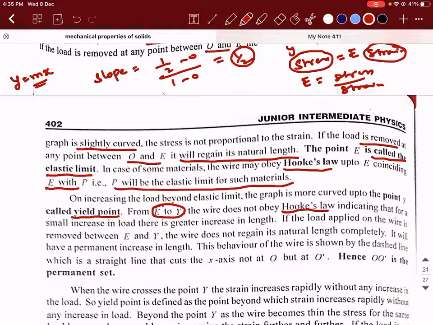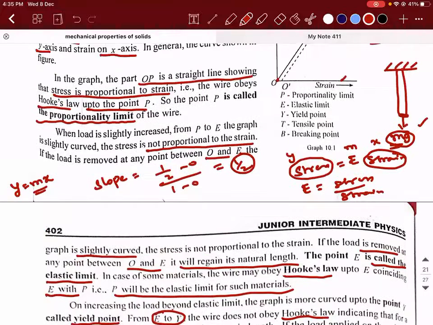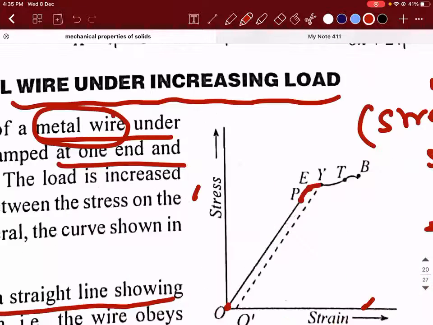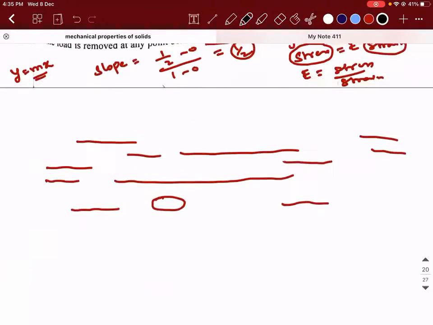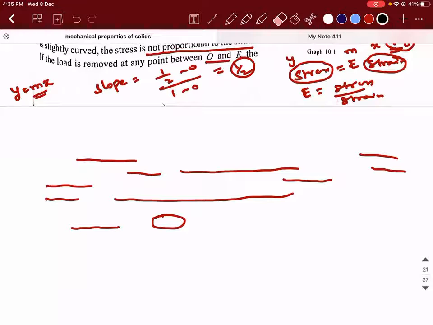So suppose you have reached anywhere between E and Y, let's say the load is such a way that the graph is falling somewhere between E and Y. On removing the load, what is going to happen? The object will fail to regain its original shape and size.